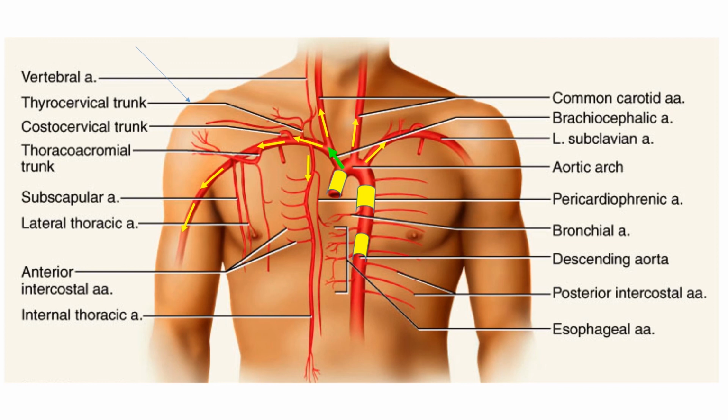Now, the left common carotid arises on its own without needing a trunk, and it is going to supply the left side of the head and neck. And then the left subclavian artery also arises directly from the arch of the aorta. These are minor branches which we are not going into details of.